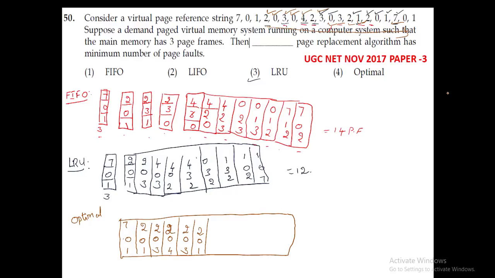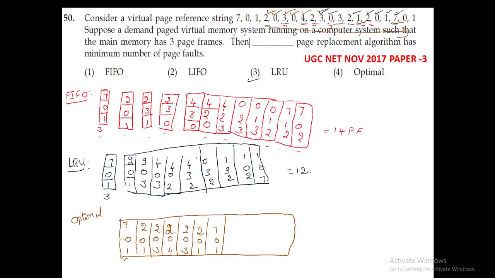After the 7, the CPU refers to 0 and 1, so we cannot choose 0 and 1 as the victim pages. So in the place of the 2 we have to write 7, 7 0 1. Now count how many page faults there are.